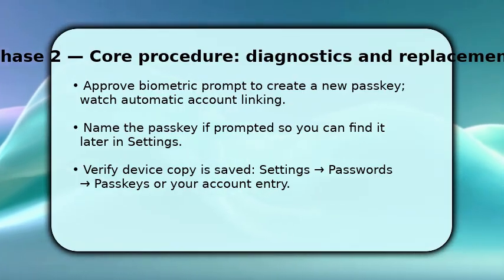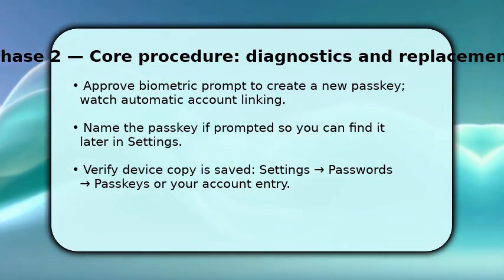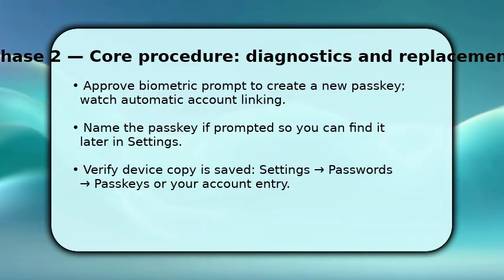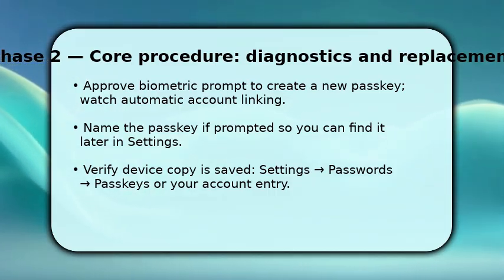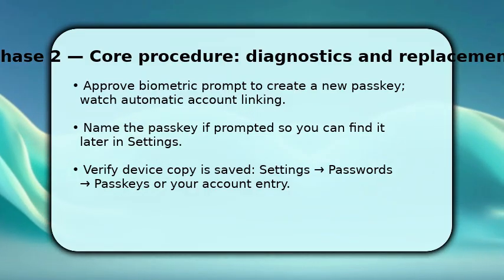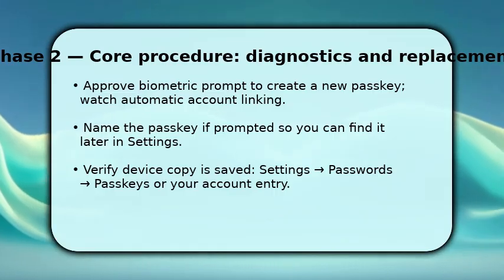You'll often see an option to name the passkey. Choose something descriptive so you can find it later. Make sure the iPhone stores it in Passwords under Passkeys. Open Settings, right arrow Passwords to confirm. If you use multiple devices, enable iCloud Keychain Sync so passkeys replicate across your Apple ecosystem. This keeps your private key safe and available.